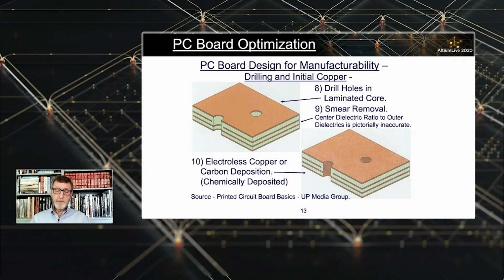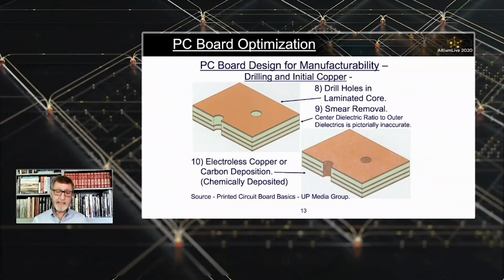In the days gone by, they used to do what was called pattern plating. Pattern plating is what we do today to plate the extra copper on the board. Back in the early days of fabrication, they would do what's called panel plating.